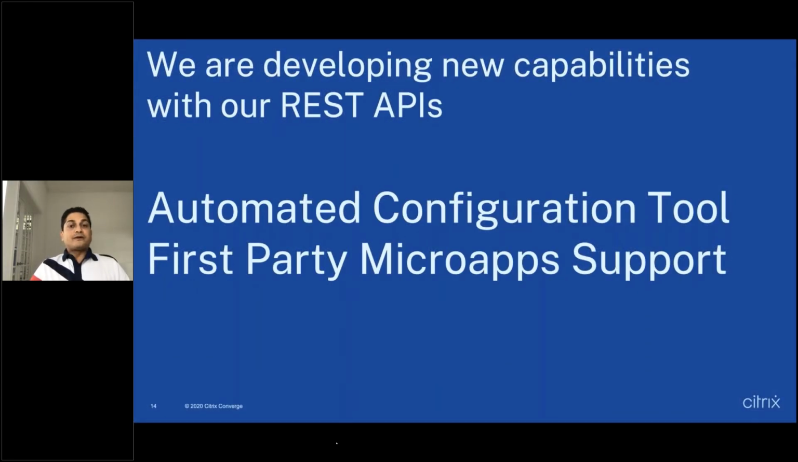Citrix ourselves, as I mentioned, we are writing new capabilities. These are two new capabilities that we built based on just these APIs to make the lives of our admins simple. First was the automated configuration tool, which I'll talk about in detail. And second is micro app support. Here, we took calls from CVAD and created a micro app feed within the workspace that will allow a help desk admin to quickly restart a struggling desktop or quickly assign a user a new desktop in case he was unable to use his existing one.